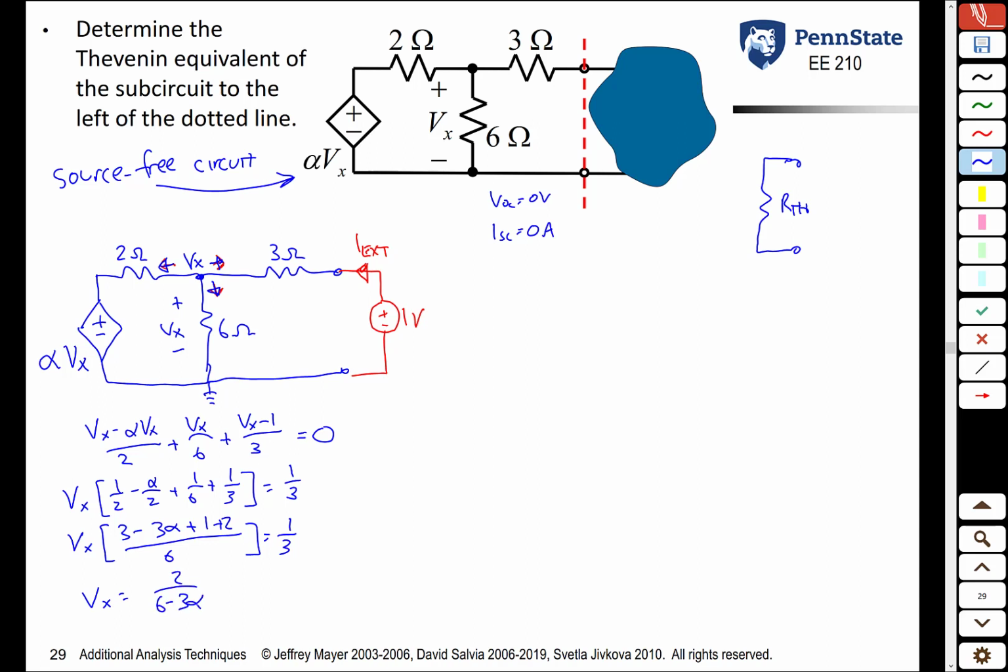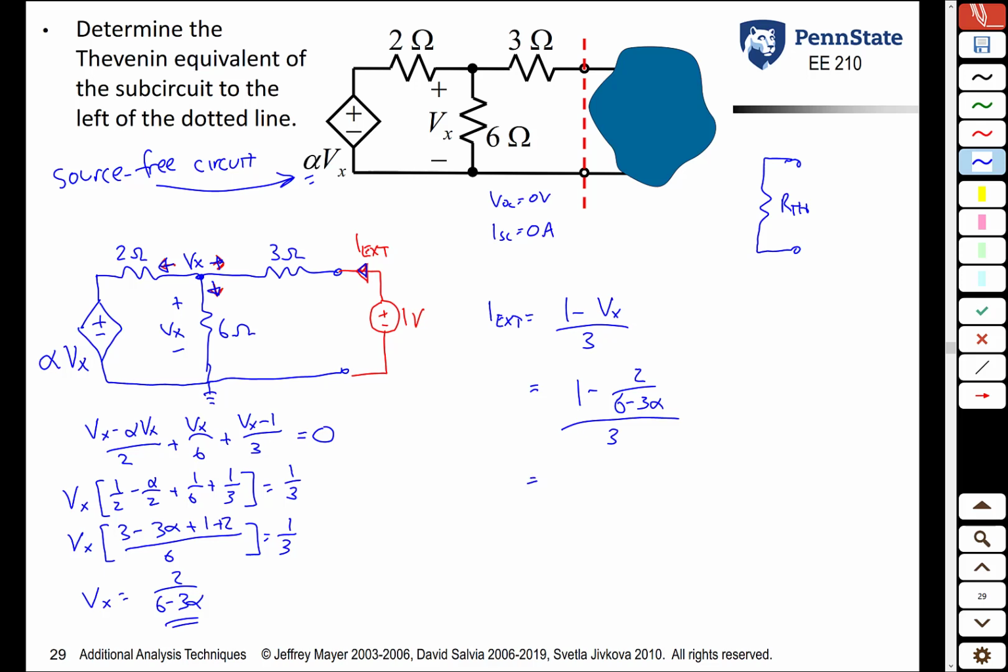As expected, the value of Vx will depend upon the value of alpha, which is the parameter in this voltage-controlled voltage source. What we're looking for actually is I external. I external, this current here, from Ohm's law, is 1 volt minus Vx over 3 ohms. We plug in the value for Vx that we determined down there, and we get 1 minus 2 over 6 minus 3 alpha, all over 3.